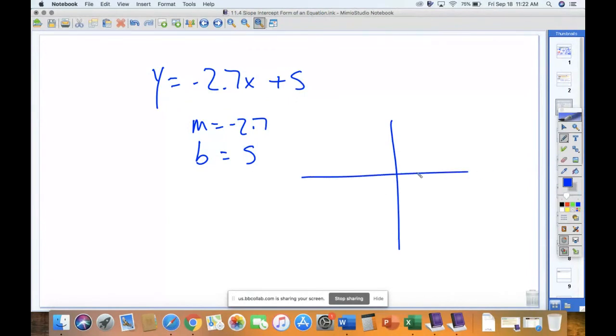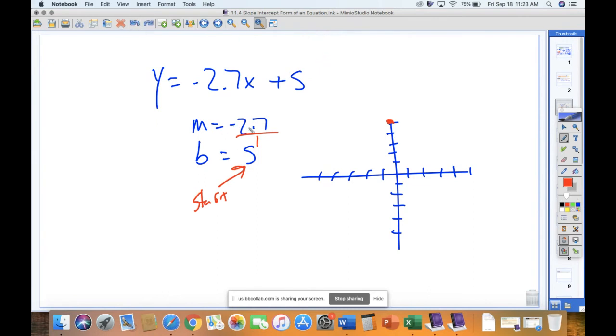So I'm going to start my graph. This tells me to start at plus 5. So I'm going to go up 5. 1, 2, 3, 4, 5. I already got a point. How am I going to count this off? Well, I'm going to make it a fraction. And when it has a minus sign, when it's a negative slope, I know my slope had better go downwards, left to right. That's a negative slope. So it's going to go downwards.